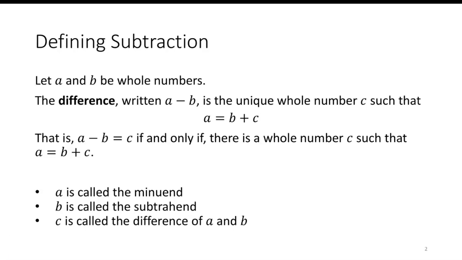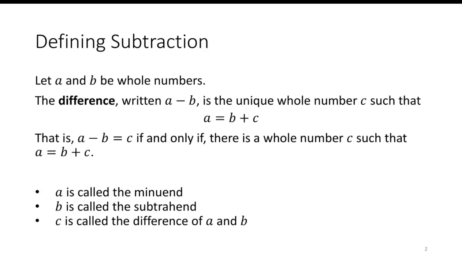Let a and b be whole numbers. The difference, which we write a minus b, is the unique whole number c such that a is equal to b plus c. What I mean by that is that a minus b is equal to c if and only if I can rewrite this as a is equal to b plus c.